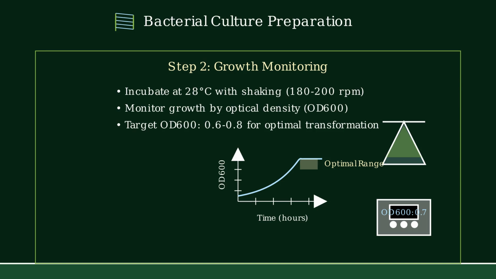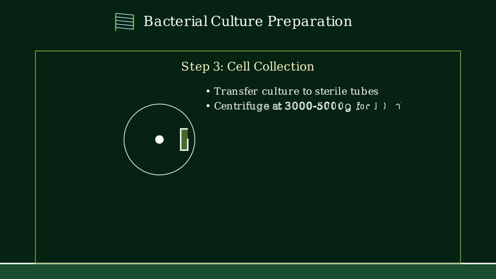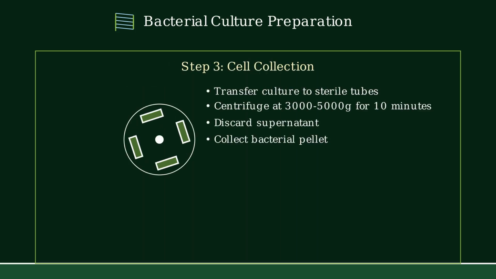Monitor bacterial growth by measuring optical density at 600 nanometers. The optimal density for transformation is between 0.6 and 0.8, which typically occurs during the log phase of bacterial growth. Once the culture reaches optimal density, transfer it to sterile centrifuge tubes. Centrifuge at 3,000 to 5,000 g for 10 minutes to pellet the bacterial cells. After centrifugation, carefully discard the supernatant, leaving the bacterial pellet intact.